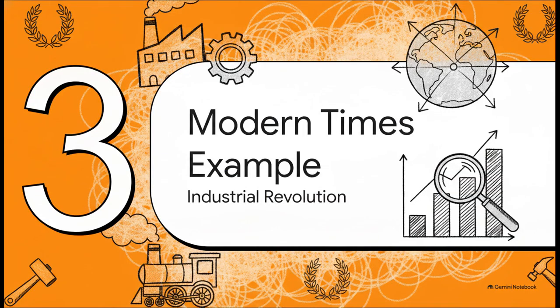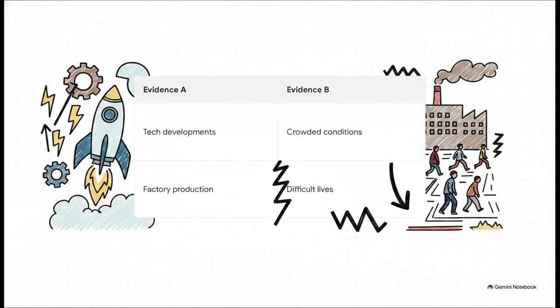Let's look at part 3, a modern times example, the Industrial Revolution. All right, time to put our new skills to the test. Let's look at an era when industry and nationalism brought immense changes to societies all across the globe. Let's apply our first 2 steps right now. Read the data and compare the evidence. On the left side here, evidence A shows that factory production and technological developments are skyrocketing. It's this massive boom of science and innovation.